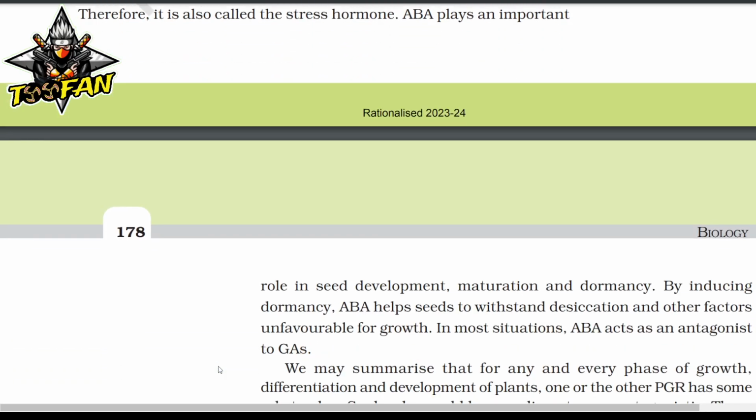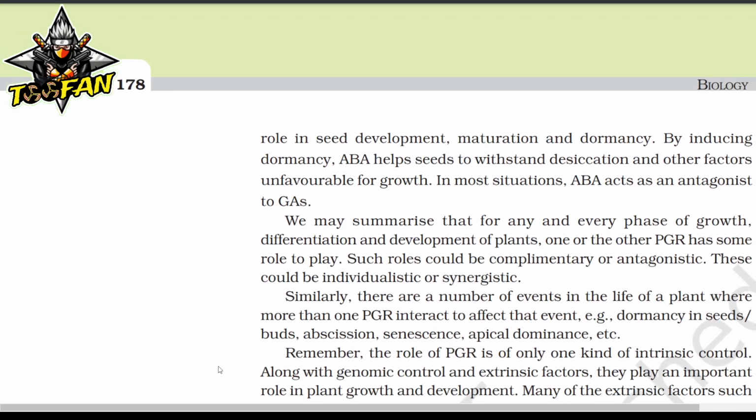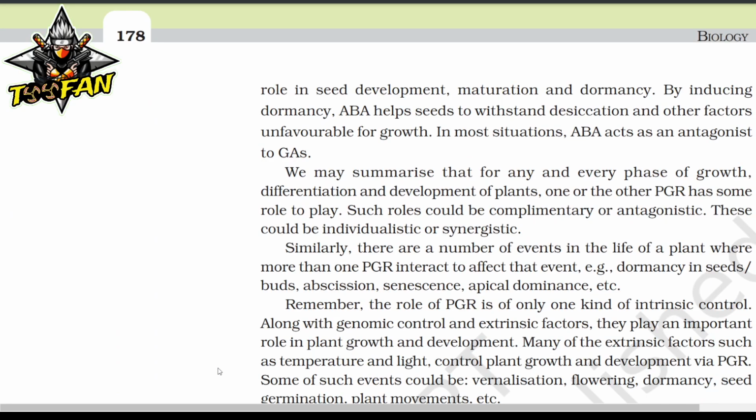Abscisic acid plays an important role in seed development, maturation, and dormancy by inducing dormancy. Abscisic acid helps seeds to withstand desiccation and other factors unfavorable for growth. In most situations, abscisic acid acts as an antagonist to gibberellic acid.